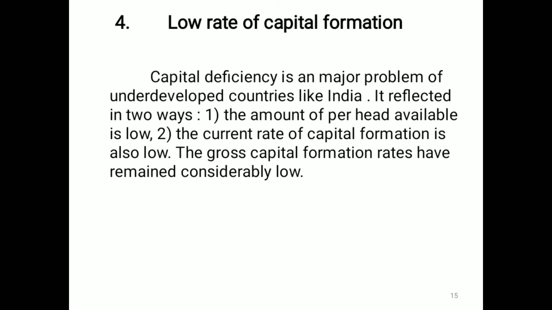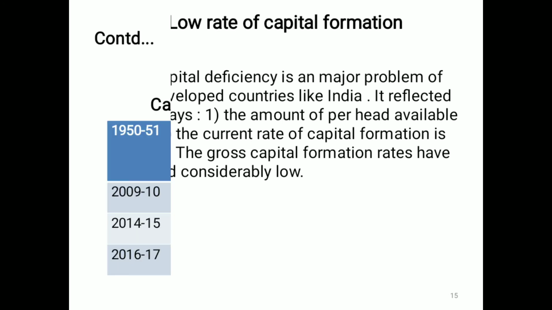The fourth problem of Indian economy is low rate of capital formation. Capital deficiency is a major problem of underdeveloped countries like India. It is reflected in two ways. The first one, the amount of capital per head available is low. Second one, the current rate of capital formation is also low. The gross capital formation rates have remained considerably low.